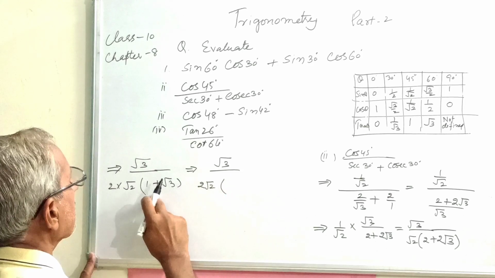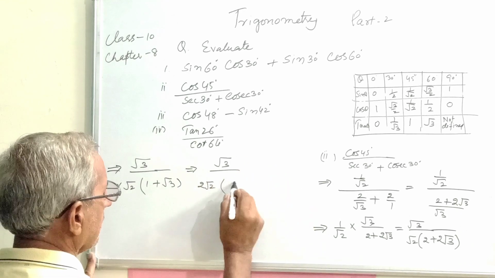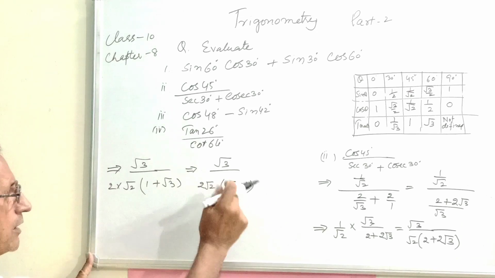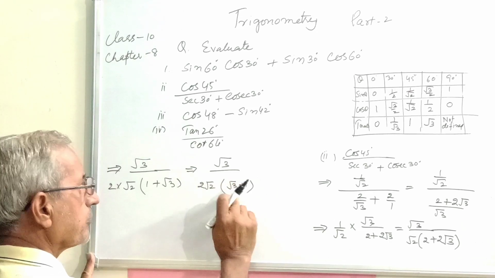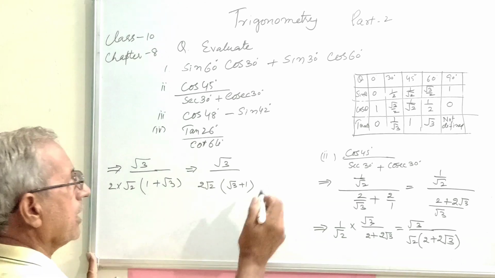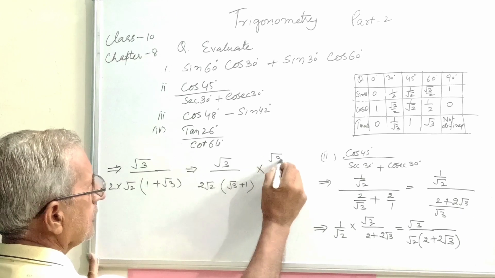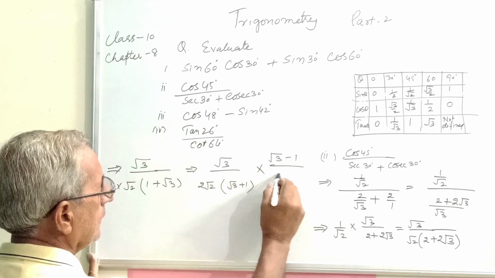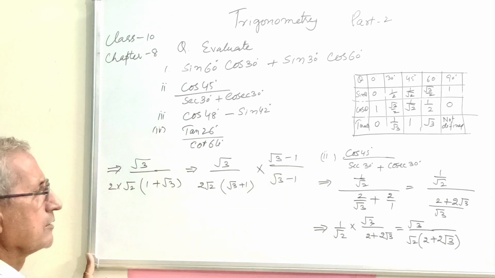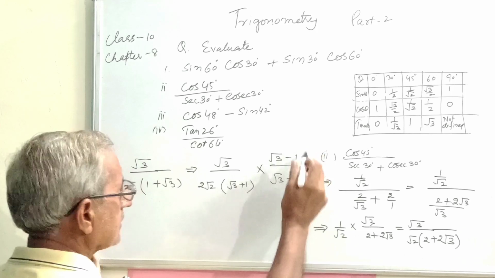So you can write 1 plus under root 3 as under root 3 plus 1. And for the removal of this, because under root 3 is irrational, you will have to rationalize it. Under root 3 minus 1 upon under root 3 minus 1. So 1 minus under root 3 upon under root 3 minus 1 under root 3. So rationalize.